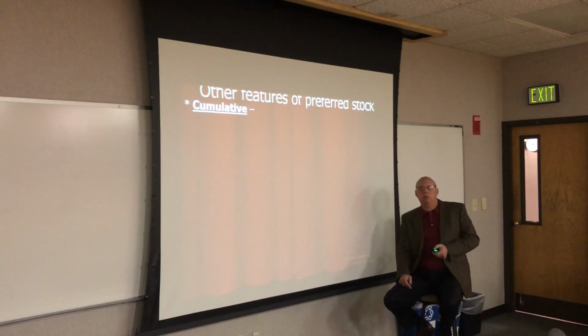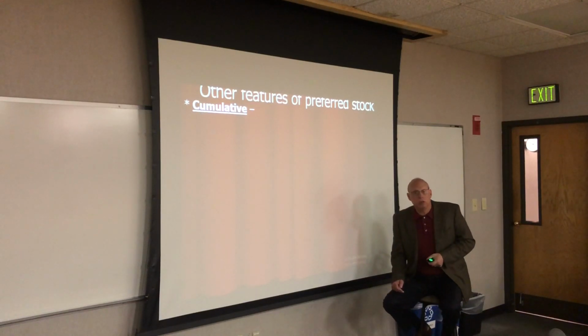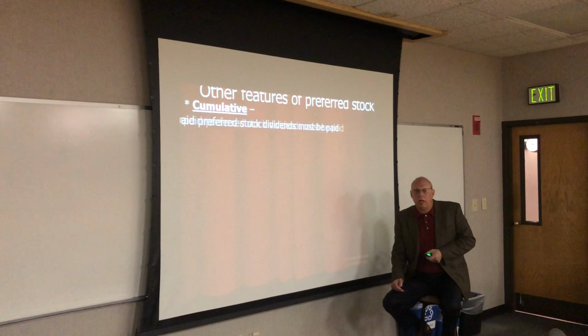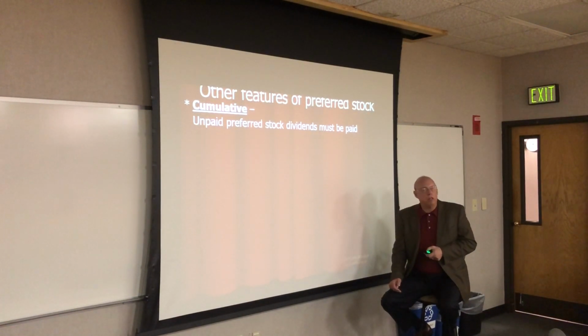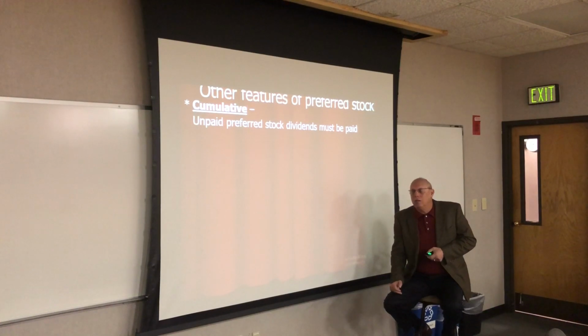All right, some other features of preferred stock. Here's a cool feature. It's called cumulative. Again, use your imagination. Come up with ideas. Cumulative means that if a company decides not to pay a preferred stock dividend, they do that because they don't have the cash flow, or they must have a more urgent need for the cash, then they will discontinue or miss a dividend payment.